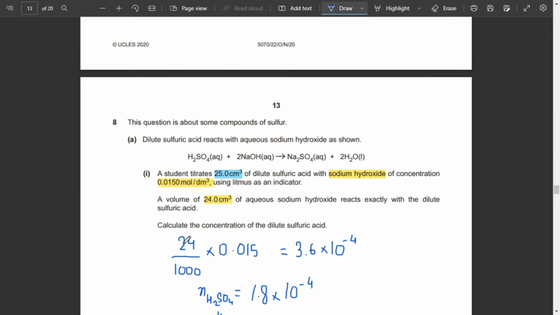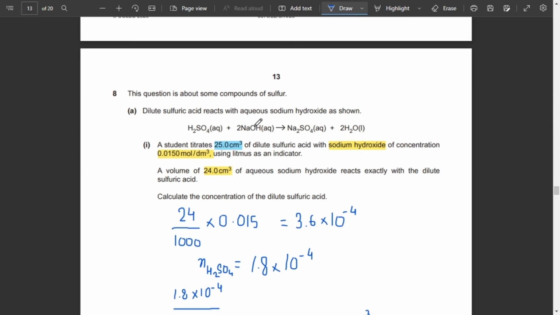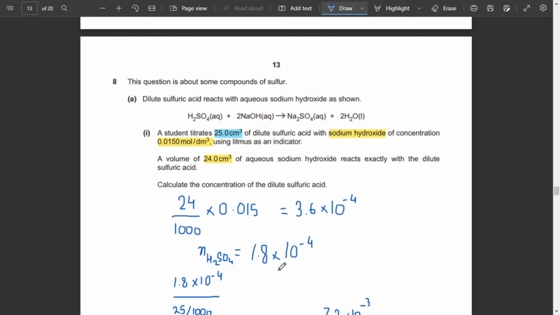Through NaOH we can easily find 24 upon 1000, which converts 24 cm³ to dm³, because we always use dm³ for volume and not cm³. It's not the appropriate unit. So we convert it by dividing by 1000 and then multiplying by the concentration we have. The answer is 3.6 times 10 to the power minus 4. This is the moles for NaOH, and then because we have a ratio of 1:2, we divide by 2 to find the moles of H2SO4, and that is 1.8 times 10 to the power minus 4.